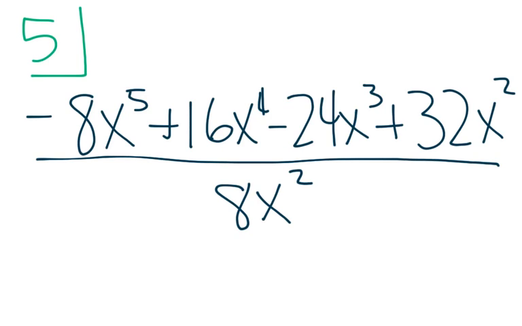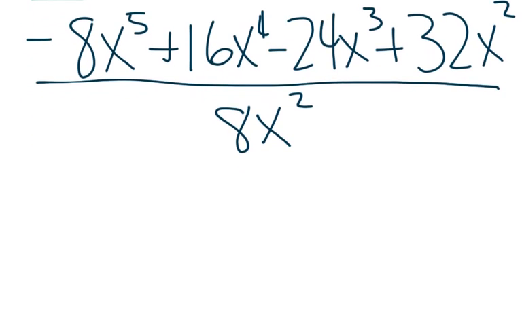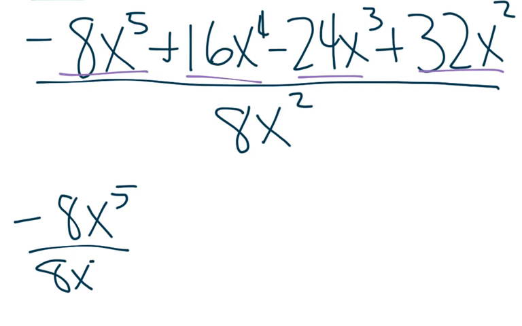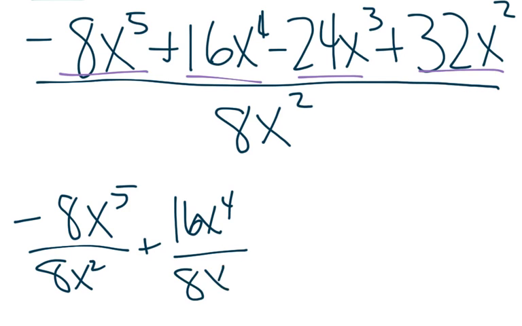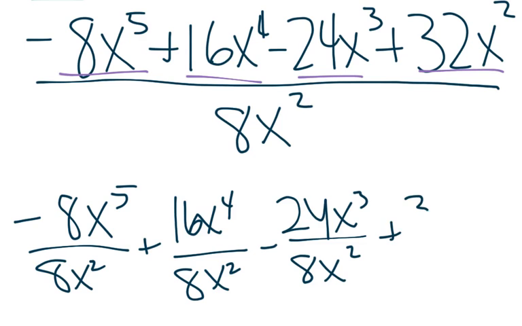So now we have this really long one, but since we have 1, 2, 3, 4 terms, we're just going to separate them into 4 division problems. So we have negative 8x to the 5th over 8x squared plus 16x to the 4th over 8x squared minus 24x to the 3rd over 8x squared plus 32x squared over 8x squared.